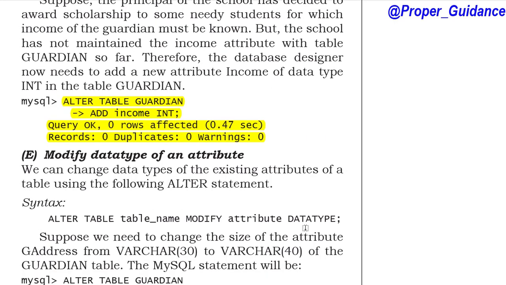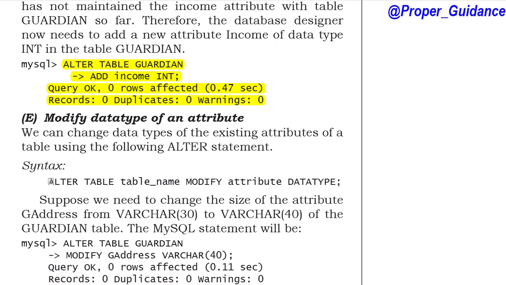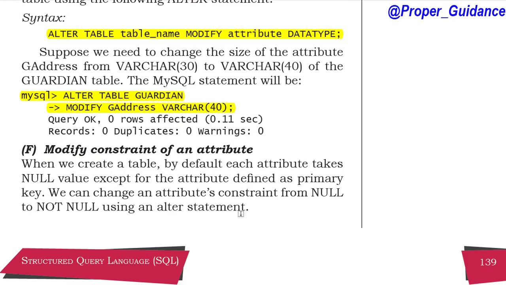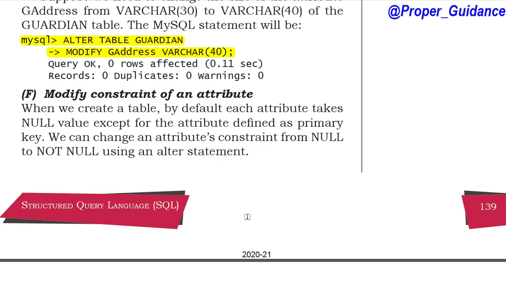Modify data type of an attribute. How to modify? Syntax is alter table, table name, modify attribute name data type. Okay. I am just highlighting the statements here for your convenience, because this chapter is quite a big chapter. I am just highlighting the main section.